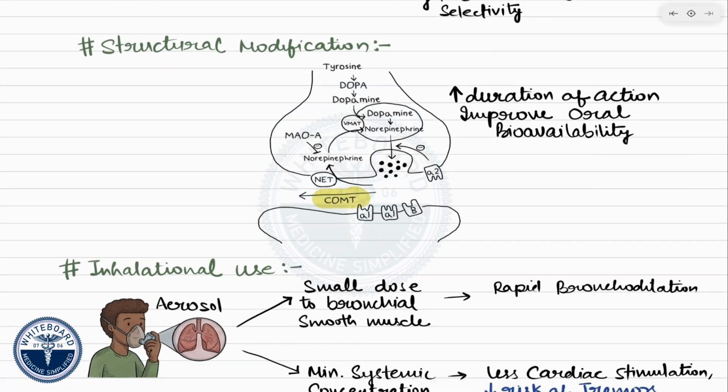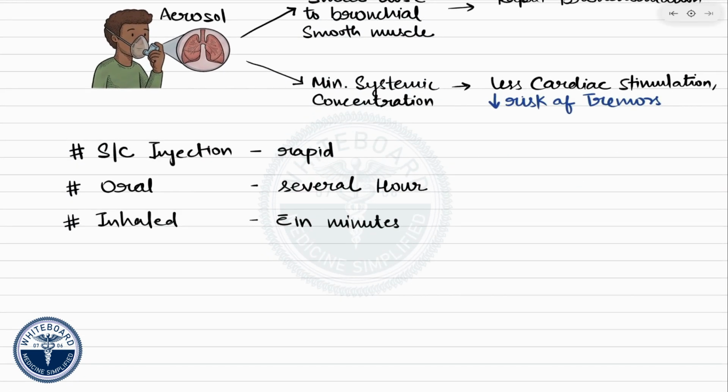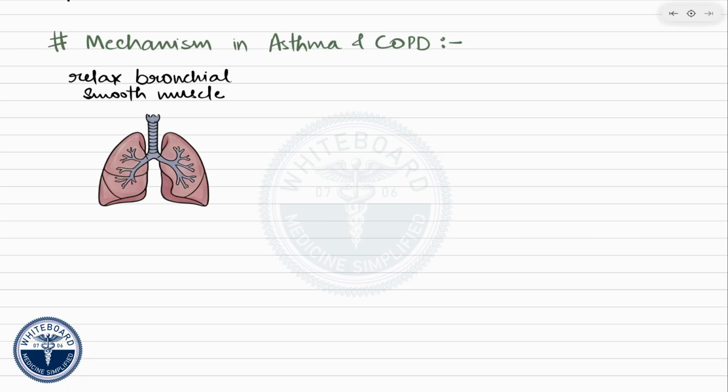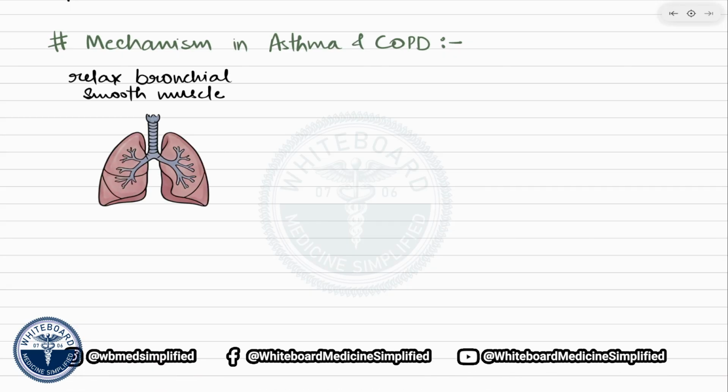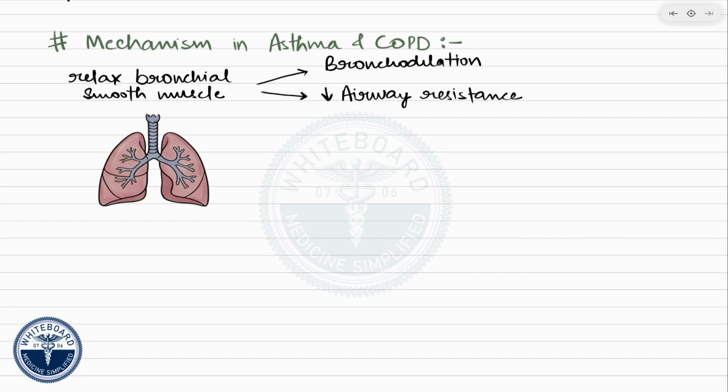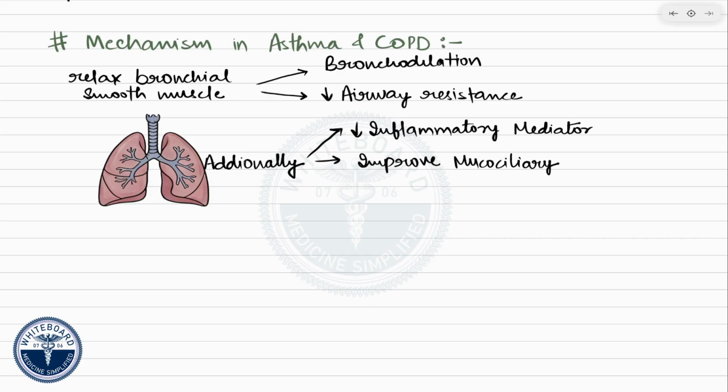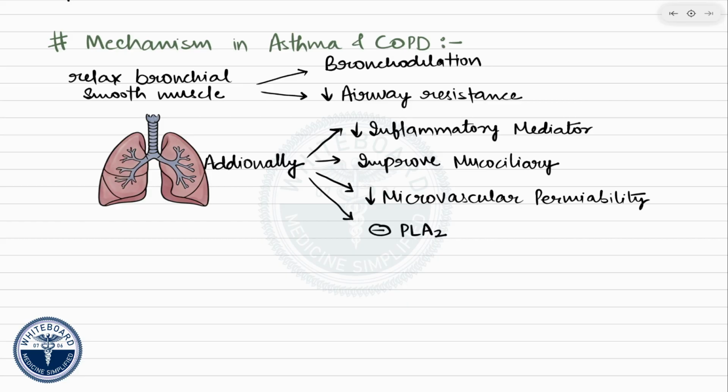Finally, let's understand how beta-2 agonists improve asthma and COPD. Their primary action is to relax bronchial smooth muscle, producing bronchodilation and reducing airway resistance. In addition, they help suppress the release of inflammatory mediators such as histamine and leukotrienes from mast cells, improve mucociliary clearance, decrease microvascular permeability, and may also inhibit phospholipase A2 activity.